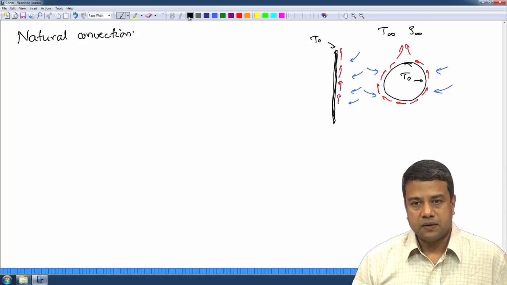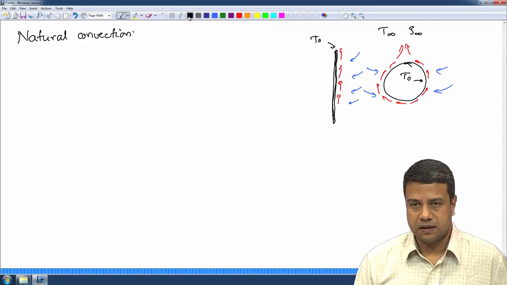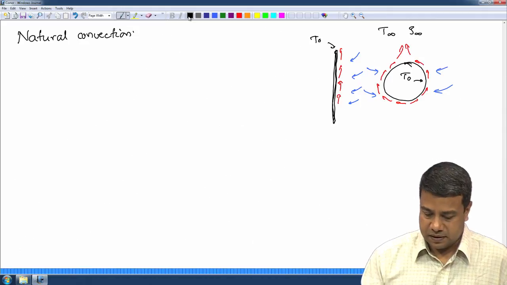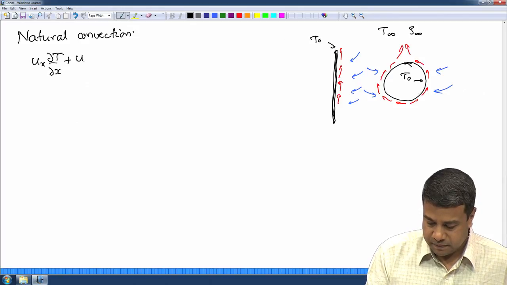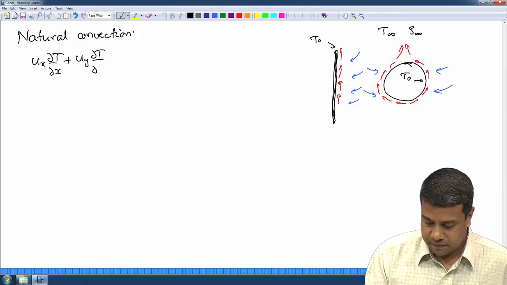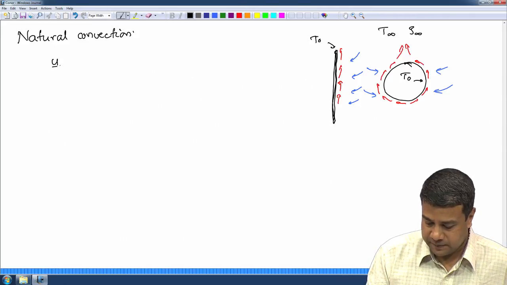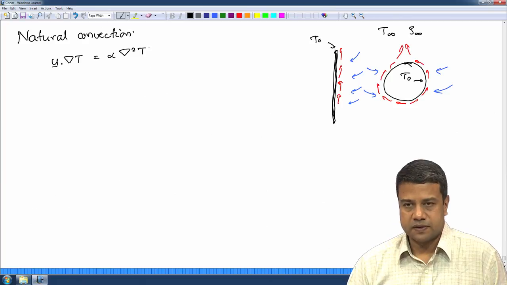So, the equations that we would solve, in this case we will assume for the moment that the system is at steady state. The equations that we have to solve are the convection equation. Let me just write it in vector form here for simplicity, and then I will write it in terms of components. U dot grad T is equal to alpha del square T, where alpha is the thermal diffusivity.